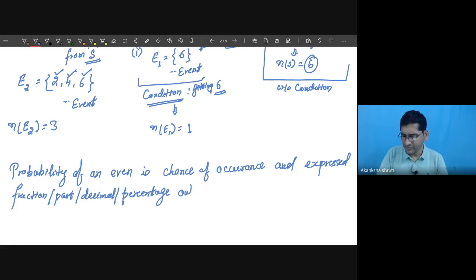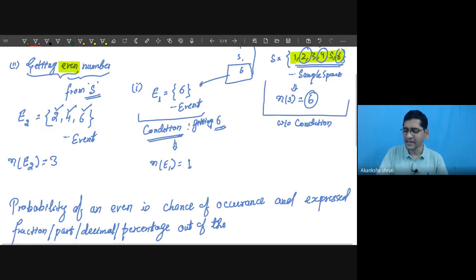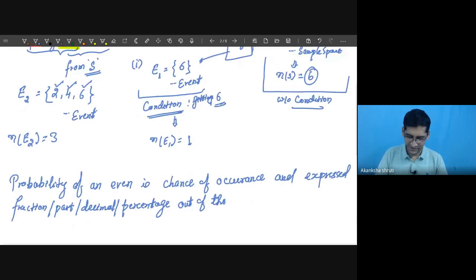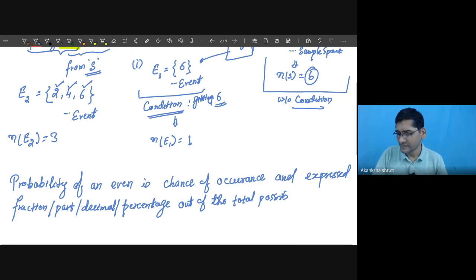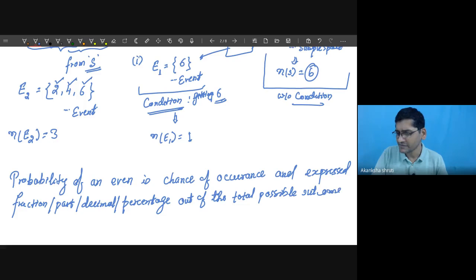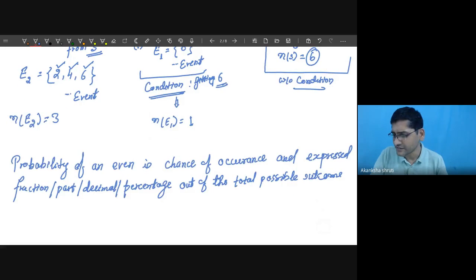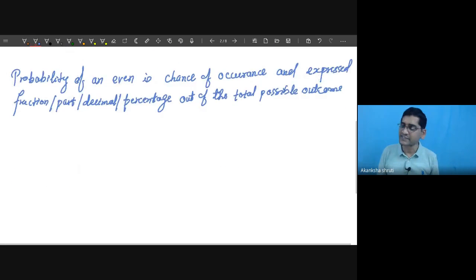Out of the total possible outcome, what is that? Sample space. Out of the total possible outcome. It's so simple. These concepts are very helpful rather than just mugging up the formula. If you are understanding this thing, you can express it easily. Not only express, you can anticipate what is basically asked in the question.